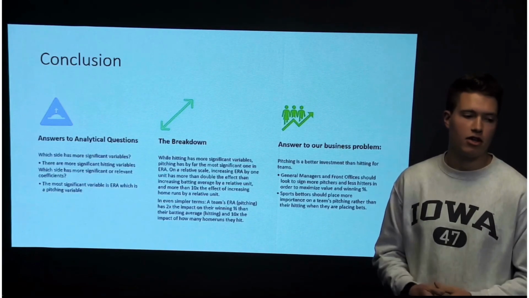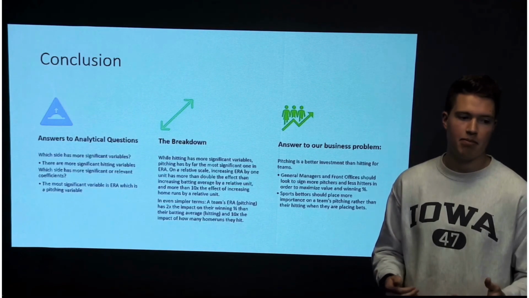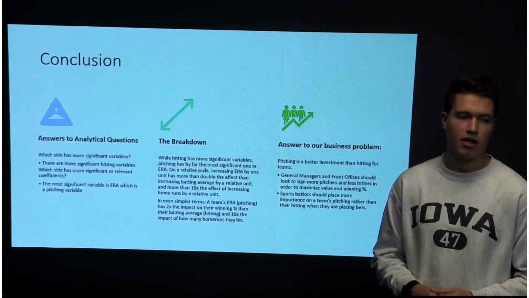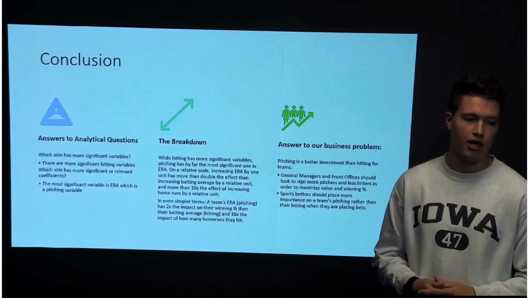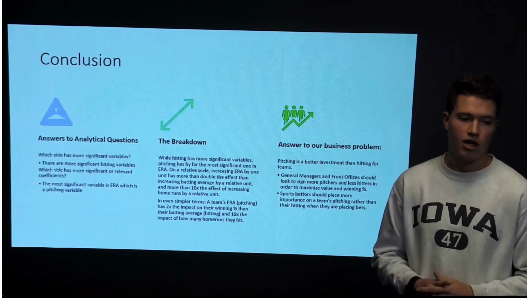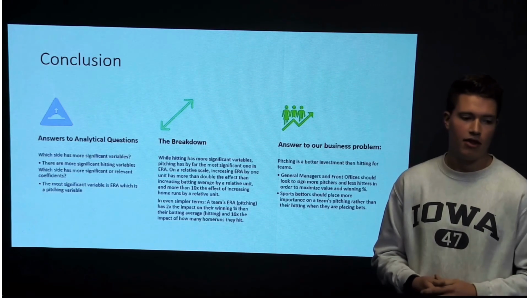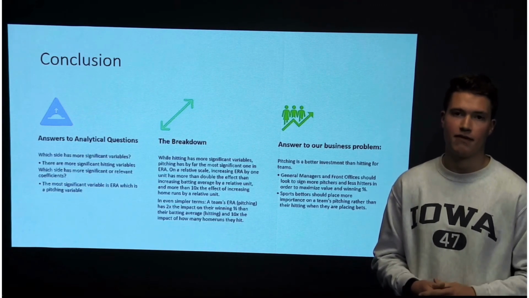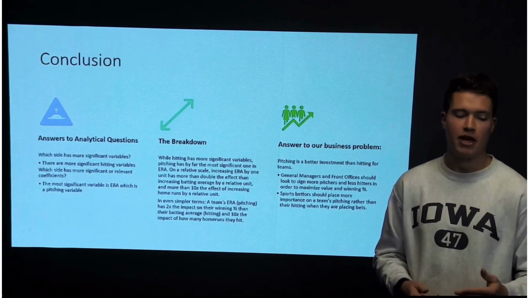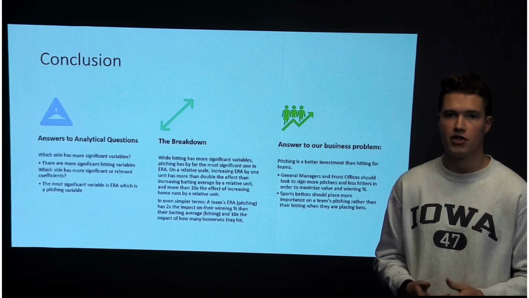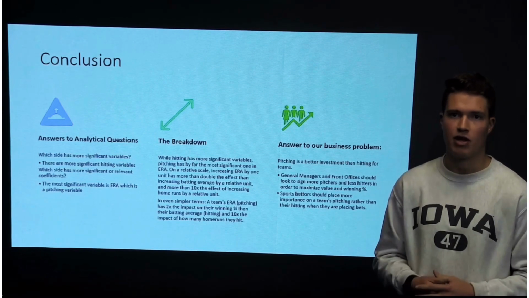So to answer our analytical questions, as far as which side has more significant variables, yes, it's hitting, but that doesn't tell the whole story. Pitching actually has the most significant variable, which is the bigger story here. So while hitting has more, ERA actually has 2 times the impact of batting average, and 10 times the impact of home runs hit. So pitching is actually a better investment for teams. General managers and front offices should look to sign more pitchers and fewer hitters, and sports bettors should pick more of the teams with better pitching staffs rather than better hitting staffs.